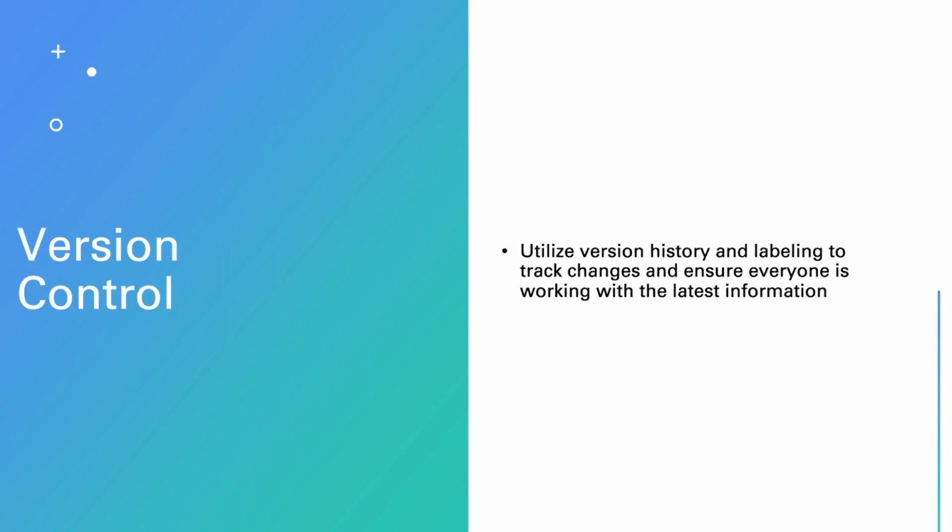The third thing is version control. That is to utilize version history and labeling to track changes and ensure everyone is working with the latest information. Imagine working with information that is 8 to 10 years old. I know there is information like that being worked on, and some people might say nothing needs an update, that it's old documentation. But I personally don't believe in that, because especially in the modern days of technology, everything is changing, even the documentation itself.